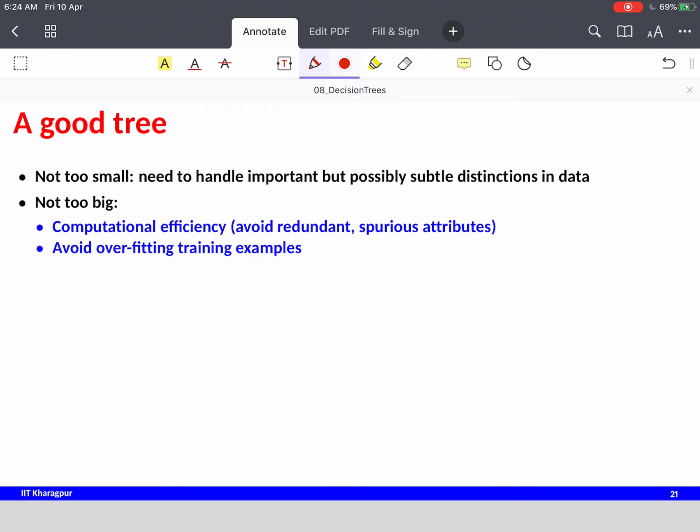So now the question is, what is a good tree? A good tree should not be very small, and it should not be very big. If it's small, it may not handle all the important points, because it needs to handle the important, but possibly subtle, distinctions in the data. But if we try to have so many factors, it can lead to inefficiency, and to a situation called overfitting of the examples.